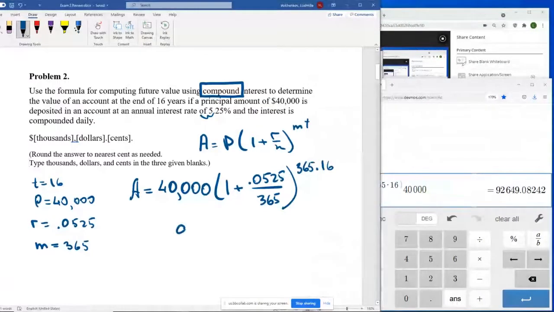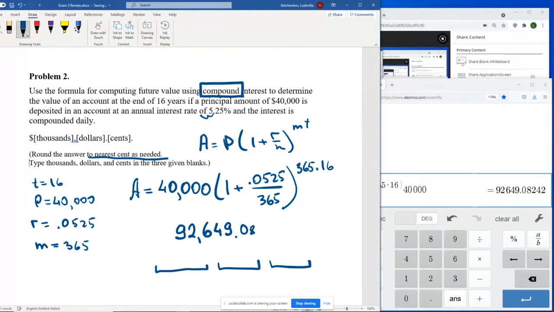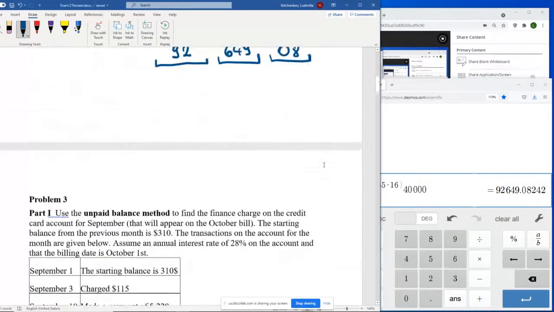At this point, we write down the answer from the calculator and round as usual. If it tells you to round to the nearest cent as needed, it means you round as usual. The next number will be 2, so we round down, 0.8. And for this problem, you will have 3 blanks: for thousands, 92; for dollars, 649; and for cents, 0.8. Okay.